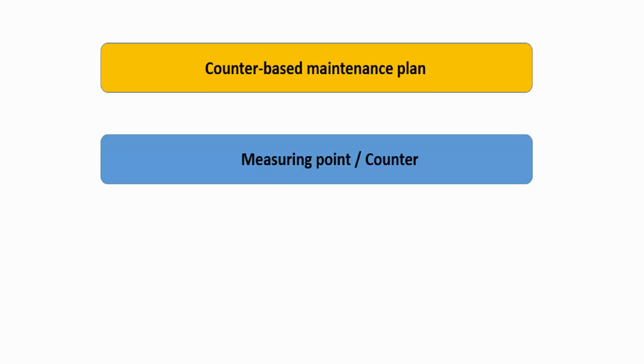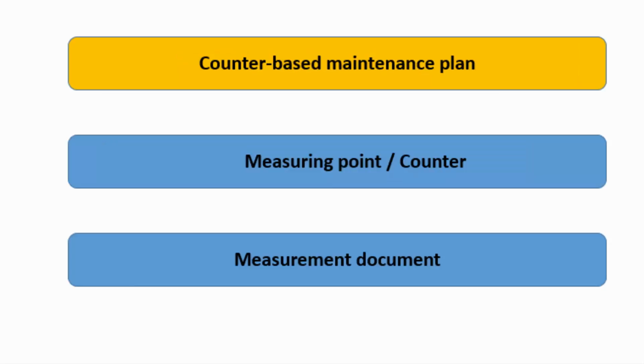The data transferred to the system after a measurement has been taken at a measuring point or a counter is described in the SAP system as a measurement document. This transfer can be performed automatically or manually. The measurement document is therefore the result of a measurement or counter reading being entered in the system.